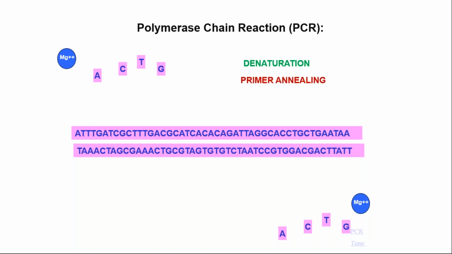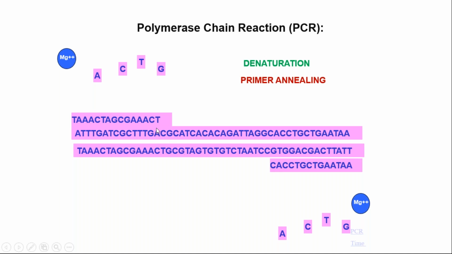In the second step, the primers will anneal. So you see the two primers. So the primers are annealing. And I said the primers have to be exactly complementary to the strand. So you see the complementarity. So only when there is complementarity between the two, the DNA will bind.